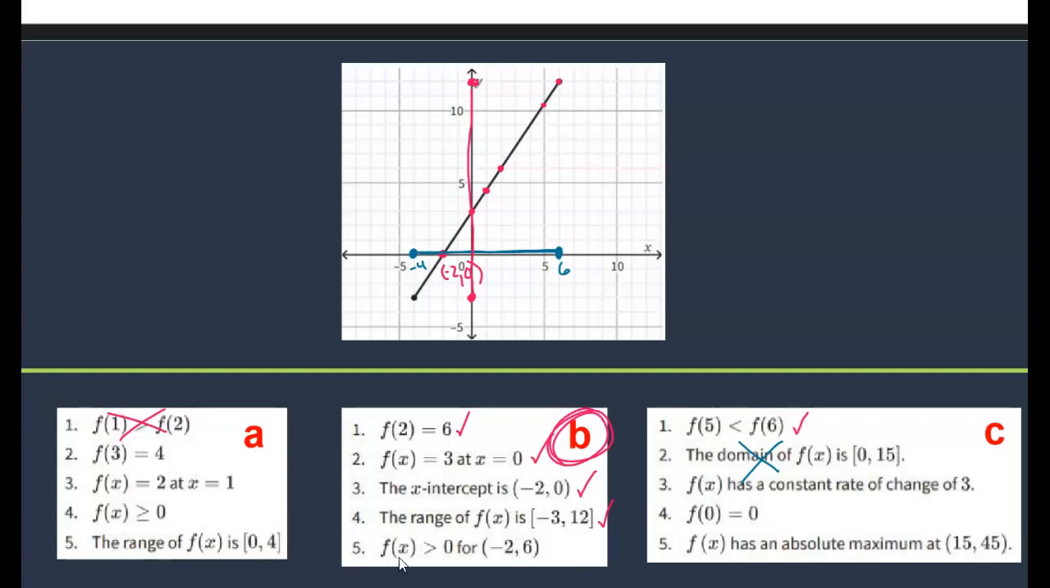And the last criteria is f of x is greater than 0 for -2 to 6, that interval. And I think this should actually be a square bracket. F of x is greater than 0 on the interval -2 to 6. Well, let's see, -2 to 6, that -2 is right here, up to 6 here. So this interval, this subset of the function, should be positive, should be greater than 0. Well, you can see it's above the x-axis, so yeah, that is positive. That one checks out too. So this one matches to B.